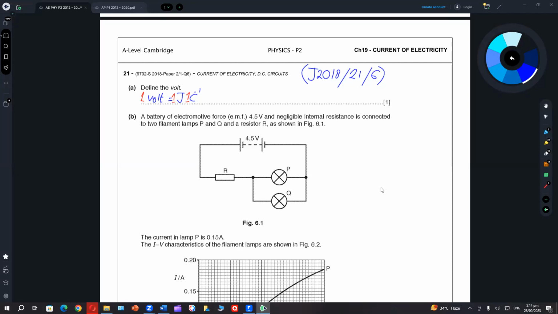The definition will be related with the 1 volt. You can say if 1 joule of energy is transferred to drive 1 coulomb of charge, the voltage, or PD, is said to be 1 volt. So that would be the definition.